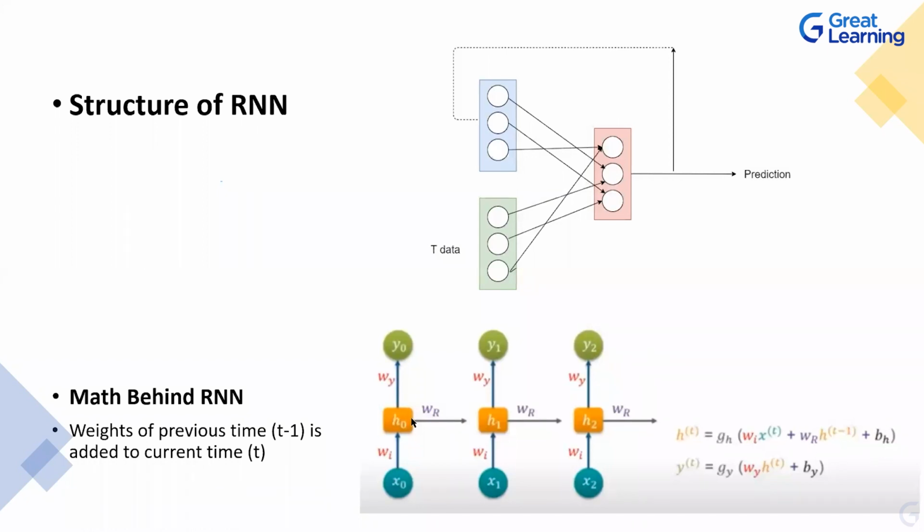This way we can calculate the hidden layer. Once we calculate the hidden layer, the y value is nothing but the activation function of the weights applied to the hidden layer, plus the bias.